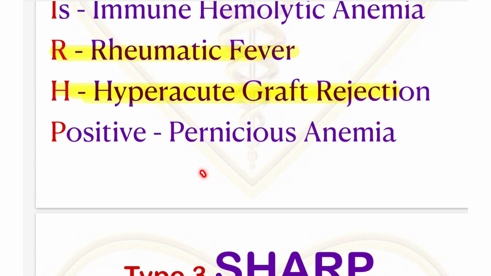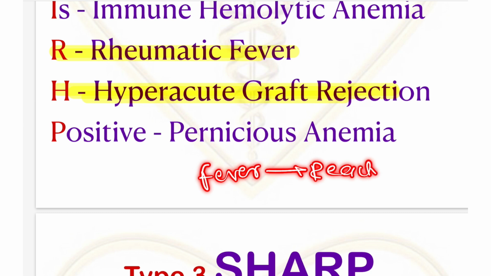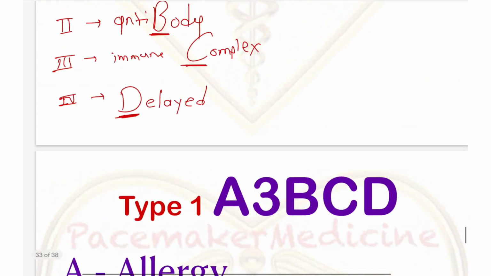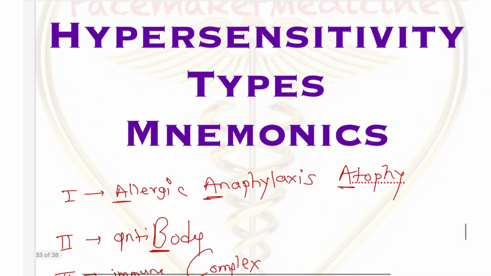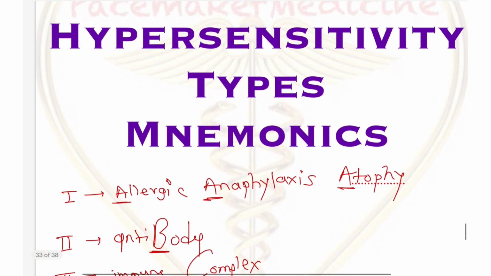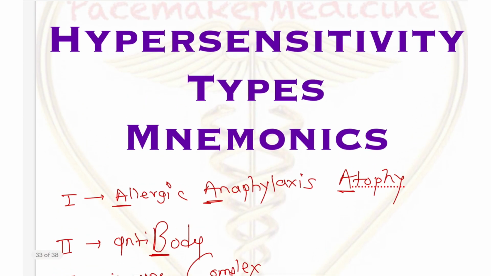How to remember? First the fever is going to occur, then there is a reaction to this fever, and then the symptom of arthritis is going to occur. 2, 3, 4. So in this way you have to remember all these types of hypersensitivity reaction and their mnemonics, which will be very helpful, and questions are frequently asked on this.